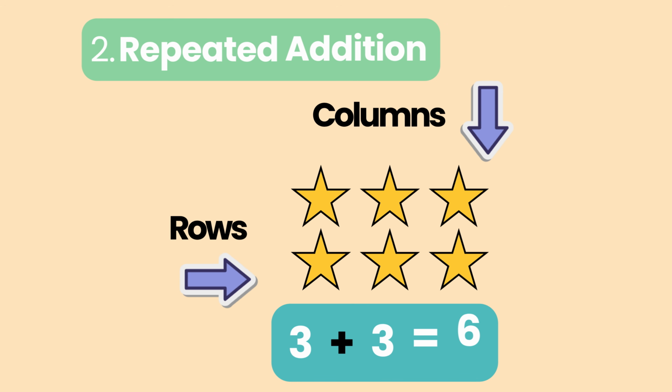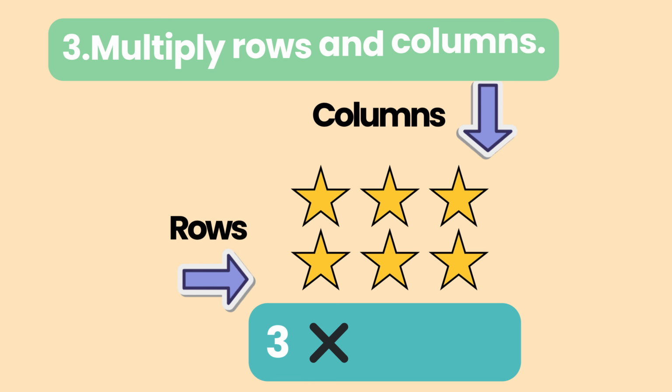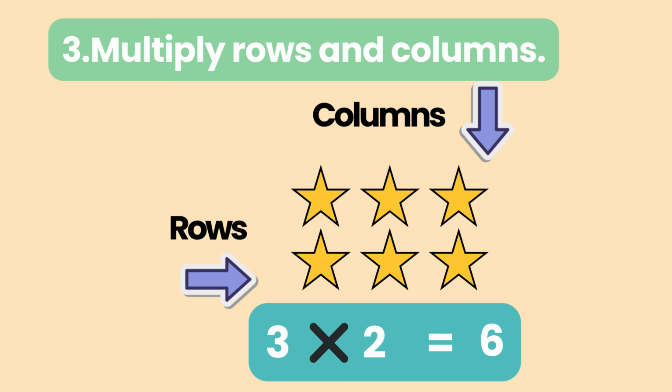Repeated addition. There are 3 stars in the first row and 3 stars in the second row. 3 plus 3 equals 6. Multiply rows and columns. We have 2 rows and 3 columns. 3 multiply 2 equals 6.